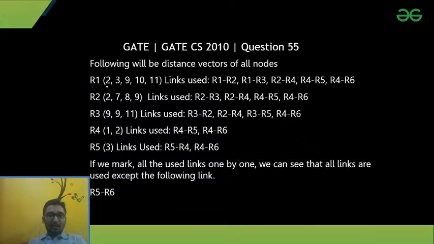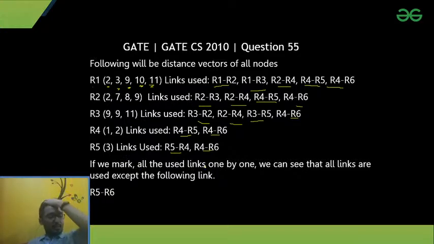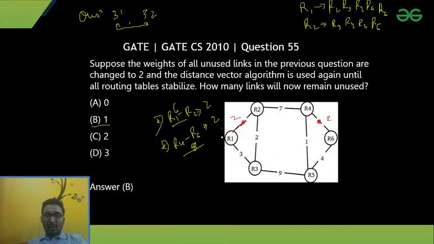For R1, the distances to R2, R3, R4, R5, and R6 are 2, 3, 9, 10, and 11, and the links used are this and this. These are the unique links. Similarly, for R2, you need to enumerate the links, and for R3, R4, R5, and R6 you just need to enumerate the links. And after enumerating the links, you can try to find a link that is not being used. So in this case, the R5, R6 link is not used in any shortest path.